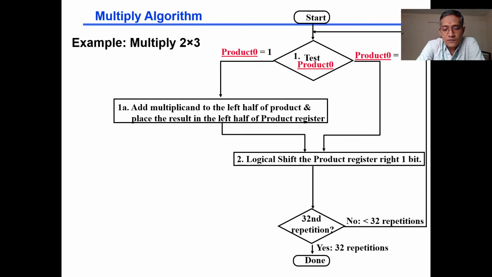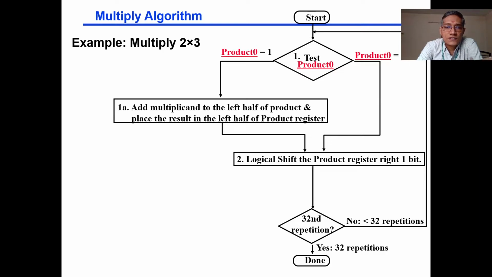Already in the hardware we have combined the product register and the multiplier register together, so the right half of the product register holds the multiplier value. We check whether the LSB of the product register is 0 or 1. If it is 1, we add the multiplicand to the left portion of the product register. Initially the product's left portion is 0. Then we shift the product register right by 1 bit, a logical shift.